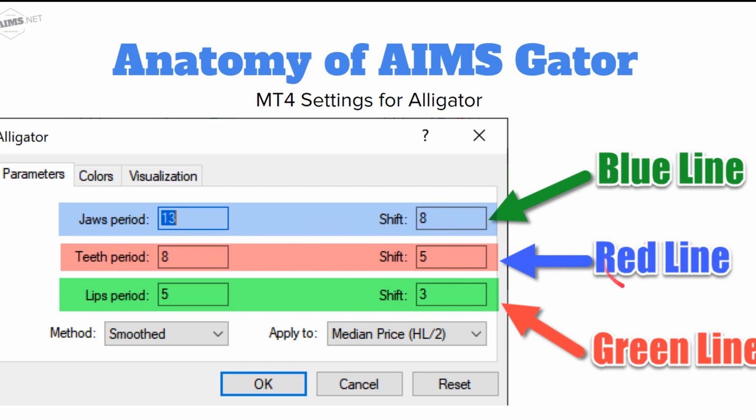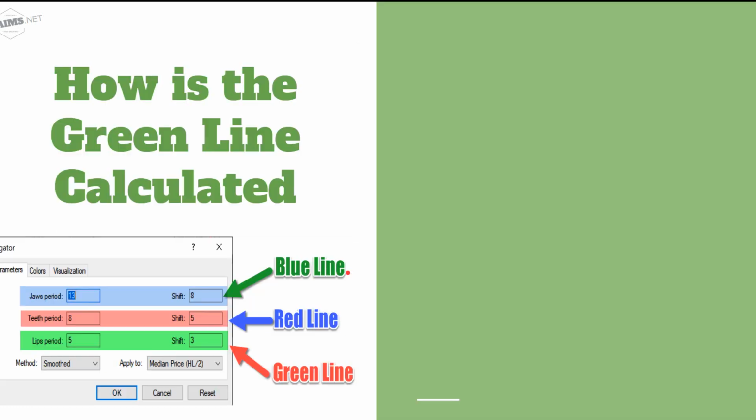And the red line, which is the teeth, this is the line in the middle. It's calculated 8 periods, shifted 5 into the future. And the green line, which is the lips, we just call it the green line, 5 bar moving average, shifted 3 bars into the future.